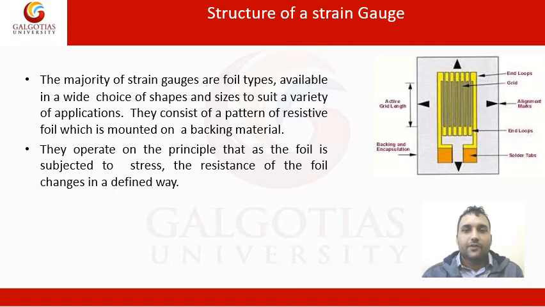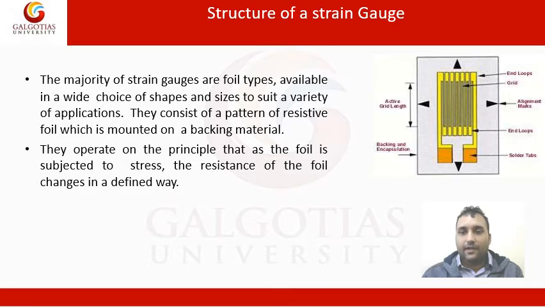Next is the structure of strain gauge. The majority of strain gauges are foil type, available in a wide choice of shapes and styles to suit a variety of applications. They consist of a pattern of resistive foil, which is mounted on a backing material. This is just one structure of a strain gauge.